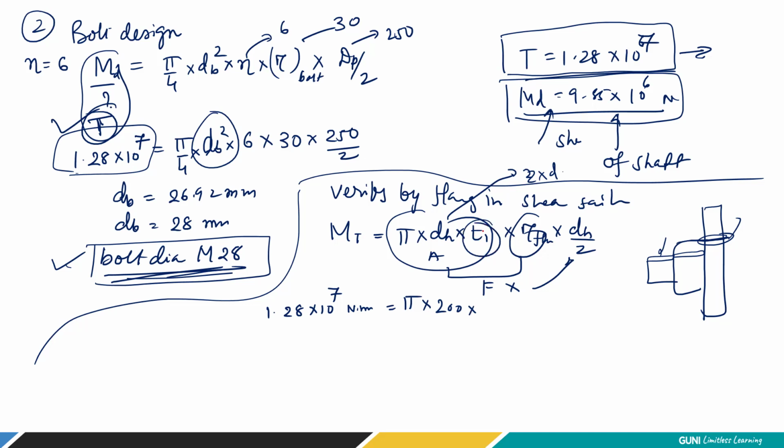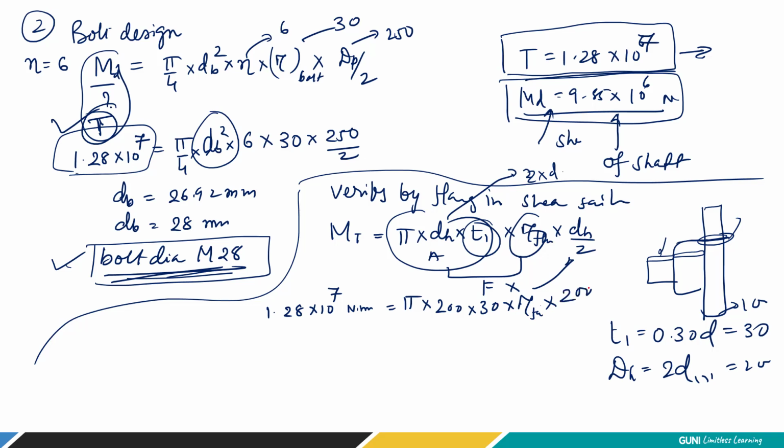Now the flange thickness is taken as how much? It is 30%. So T1 is 0.3 times the shaft diameter. The hub diameter D is 2 times the shaft diameter. So this is 30 millimeter because the shaft is 100, and this becomes 200. Now for the flange, we have to find out the induced shear stress in the flange, right? So we are going to put it as it is. Now the diameter is 200 divided by 2. Now find out the shear stress induced in the flange.